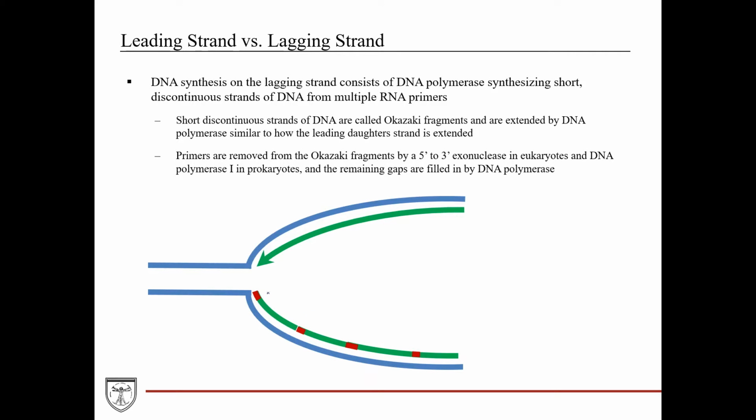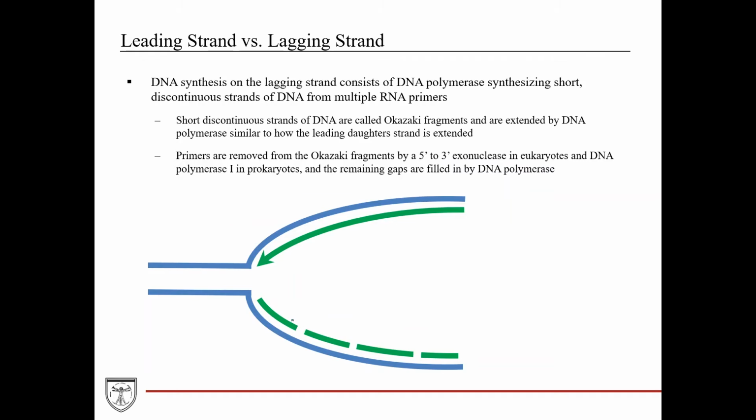Eventually you get to a point where the only thing keeping this from being a continuous strand are these RNA primers. So you need to cut these out. You have exonuclease, specifically 5' to 3' exonuclease in eukaryotes, which comes in and cuts these out. Exonuclease essentially just means it's cutting out the nucleotides or the bases in this case. In prokaryotes, it's DNA polymerase 1, which has exonuclease activity, and that's going to do that in prokaryotes. So then you have these remaining gaps like this.